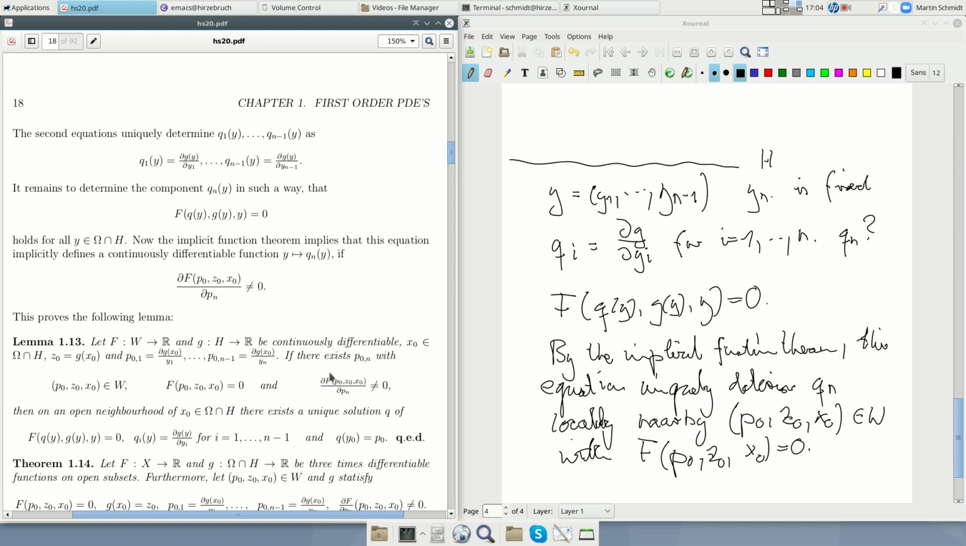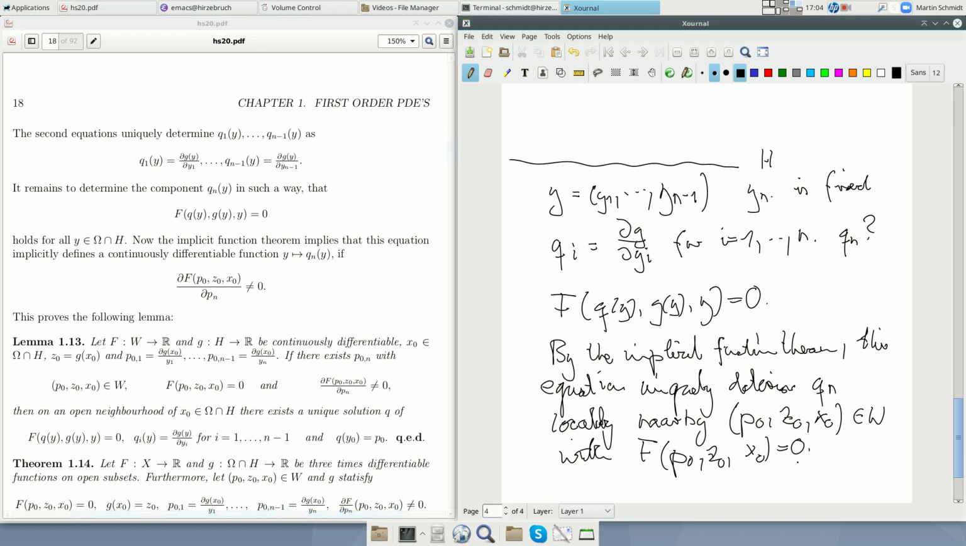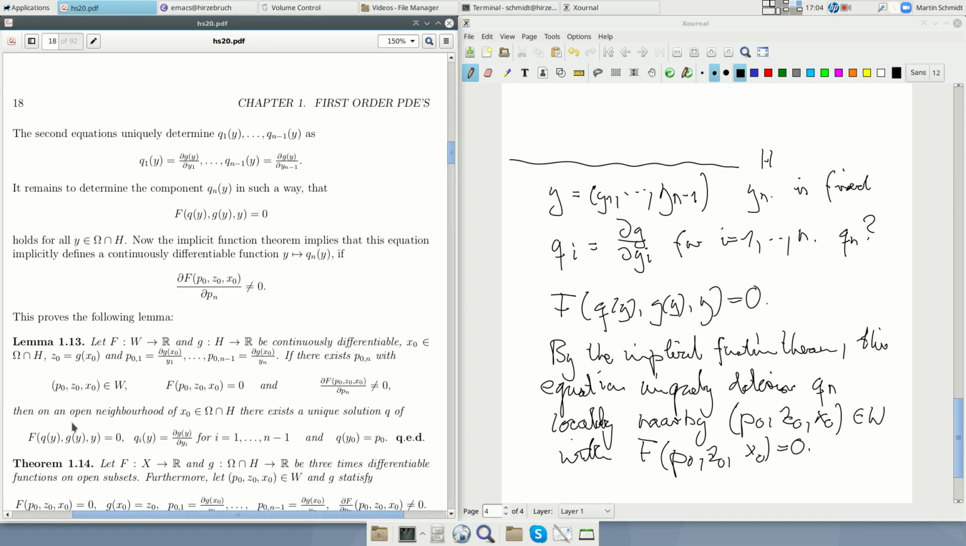This is an easy application of the implicit function theorem, because we have one equation for one real variable. This is differentiable. Now, if the derivative by this variable doesn't vanish at one point, then in the neighborhood of this point, this equation implicitly defines our real function. And in this way, we then obtain this lemma.